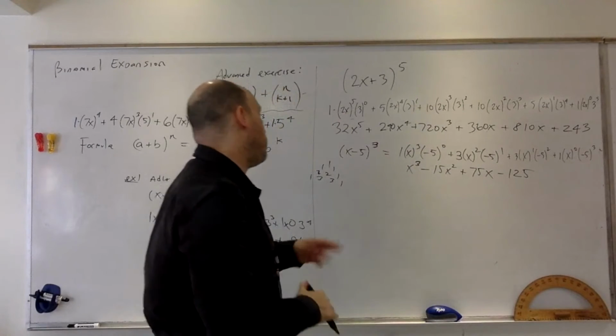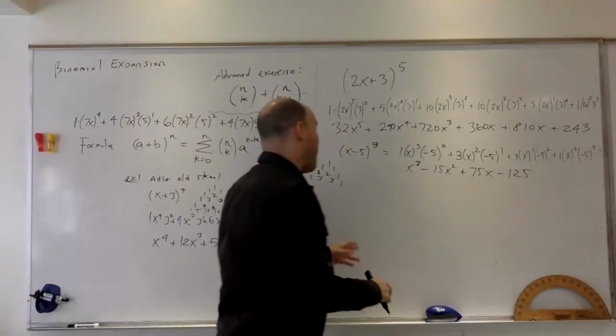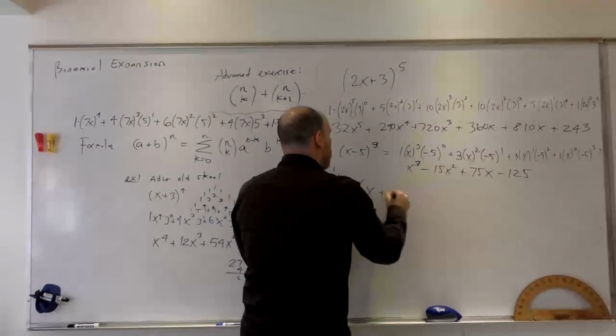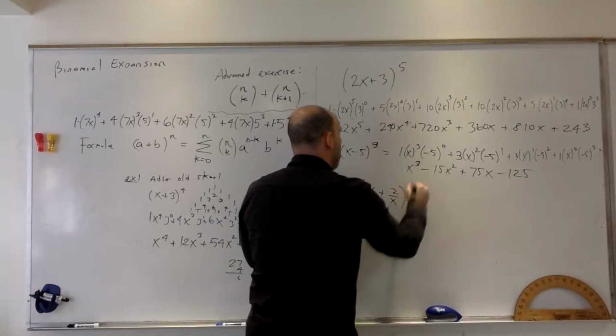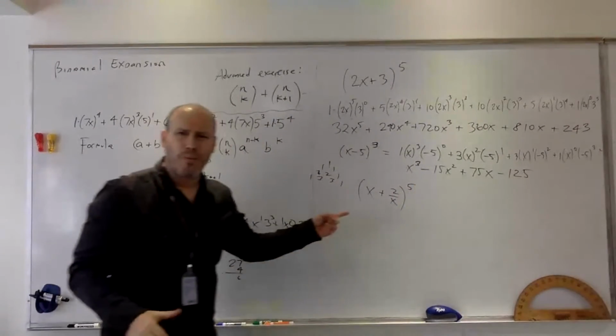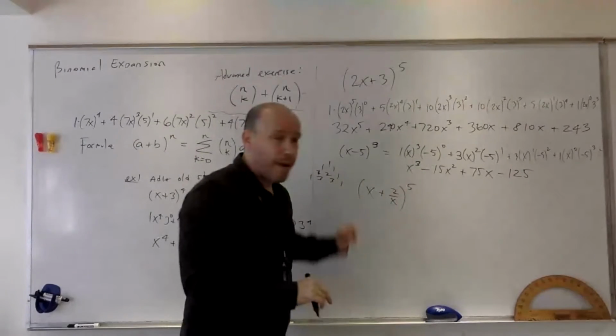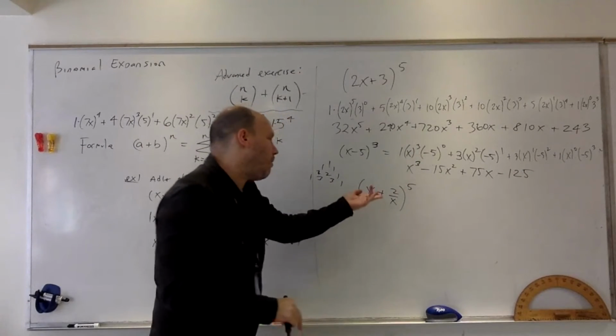Now, there's no reason why I can't ask something like this: x plus 2 over x to the 5th. So you say, well, that's weird. No, it's the same idea. This is A, this is B. It goes in.